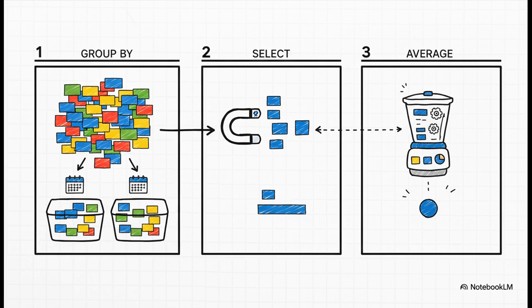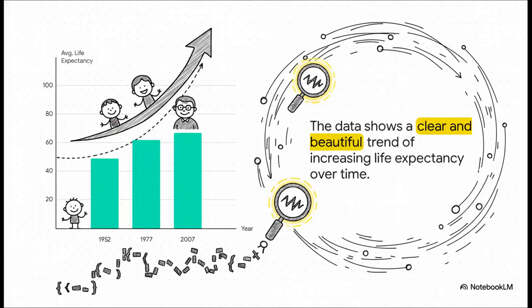And this single line of code is how we get the answer. Now, it might look a little intimidating at first, but let's just read it like a sentence, from left to right. We're telling pandas, first, group by all 1704 rows based on their year. Then, once they're in groups, we only care about the life exp column. And finally, for each of those yearly groups, calculate the mean, which is just the average. It's just so powerful. And that one line of code gives us this.